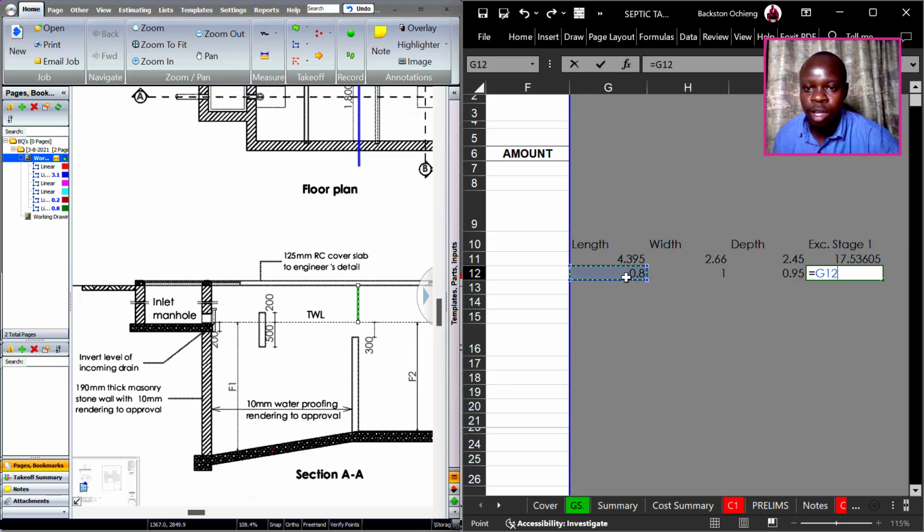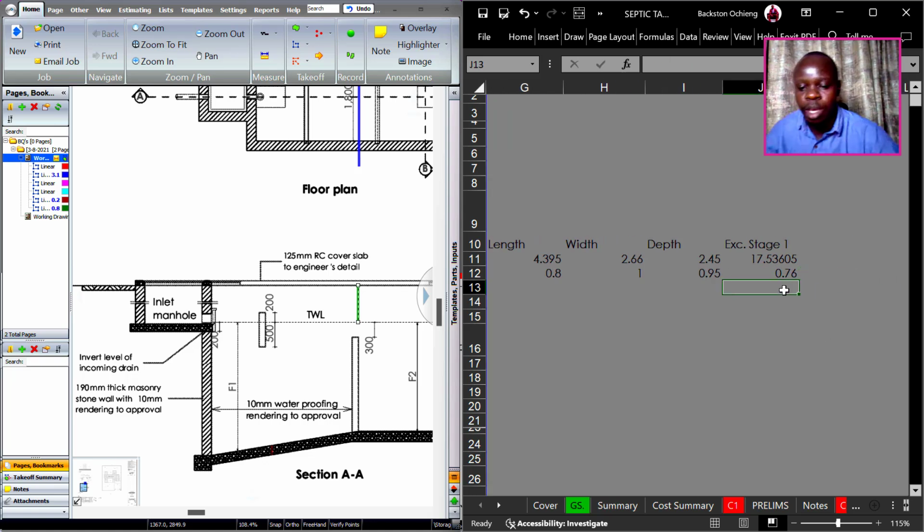So stage 1 of the excavation here comes to length times width, then times the 0.95. Okay, so stage 1 we have it here. We get the total of that. It's that one plus this, we get 18. Okay, but then there is the excavation stage 2.